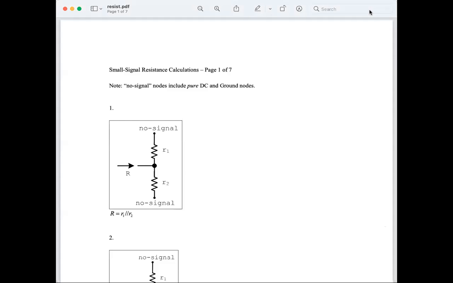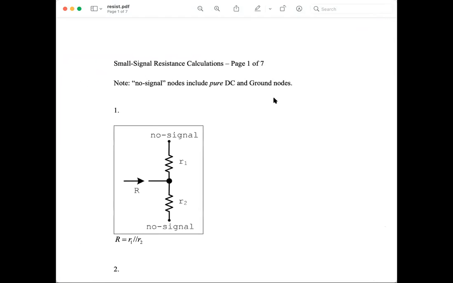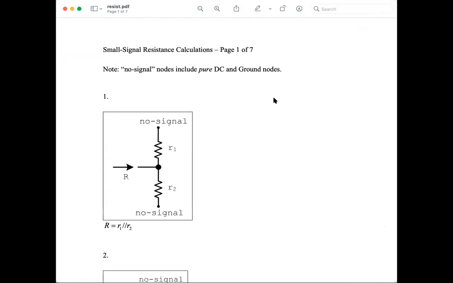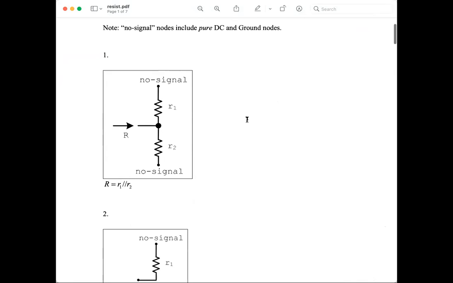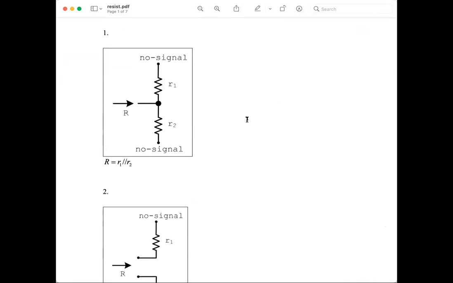So this is the resistance formula sheet. Again, it's posted on Moodle, and it has 7 pages. And again, the no signal means pure DC or ground. The first formula is just 2 resistors.